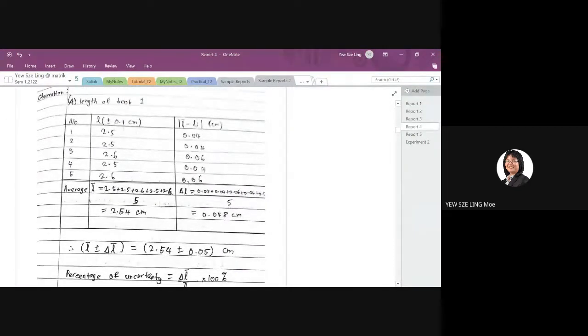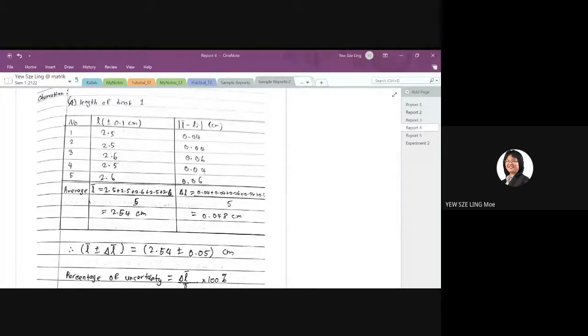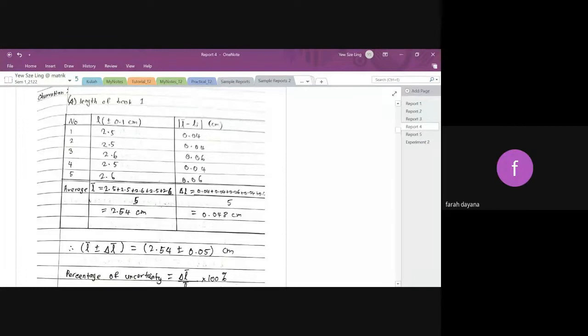Okay, now I'm going to choose a lucky winner. See who can tell me whether it's correct or not. Okay, Farah. Is there any mistake in the table? Yes. Where is the mistake?